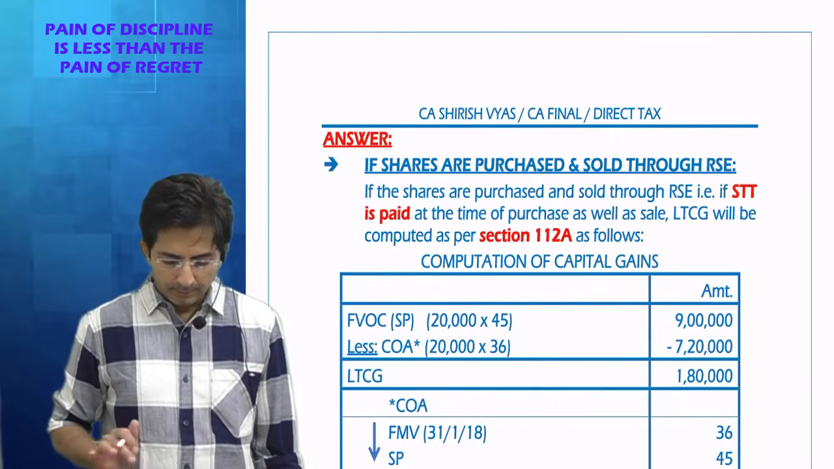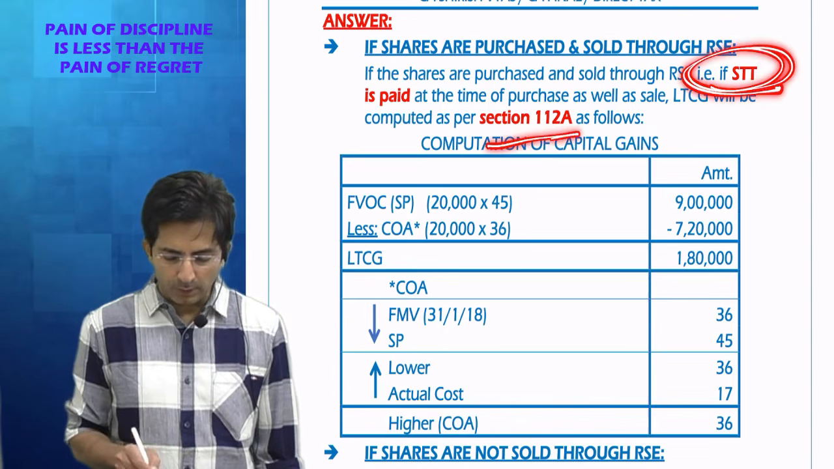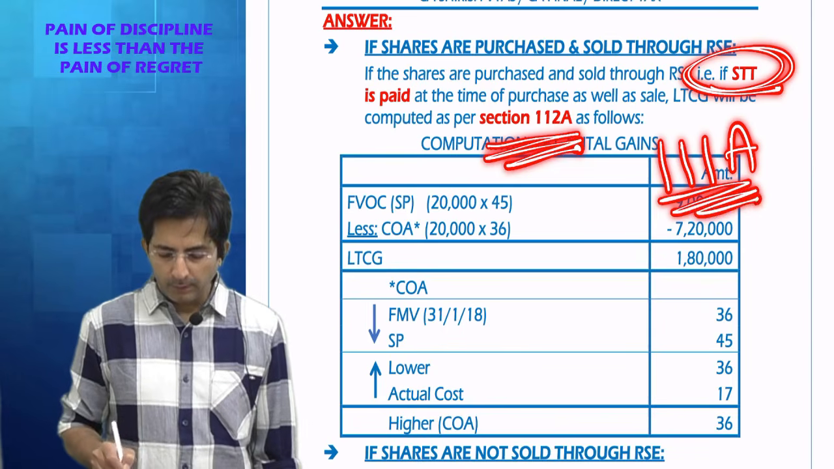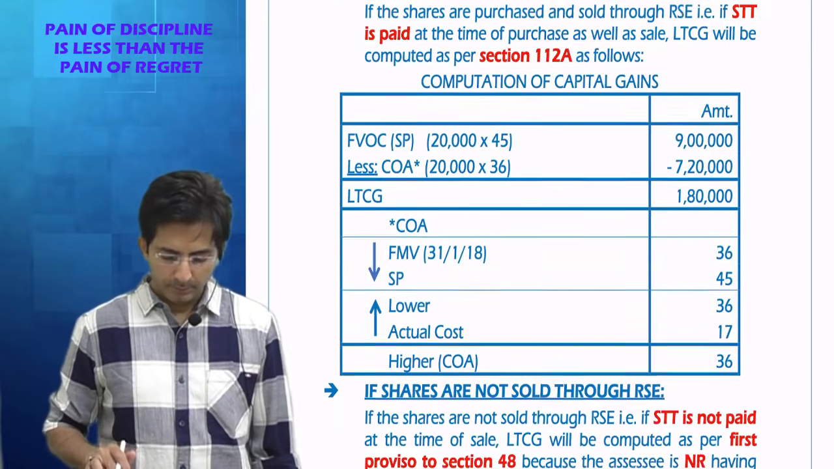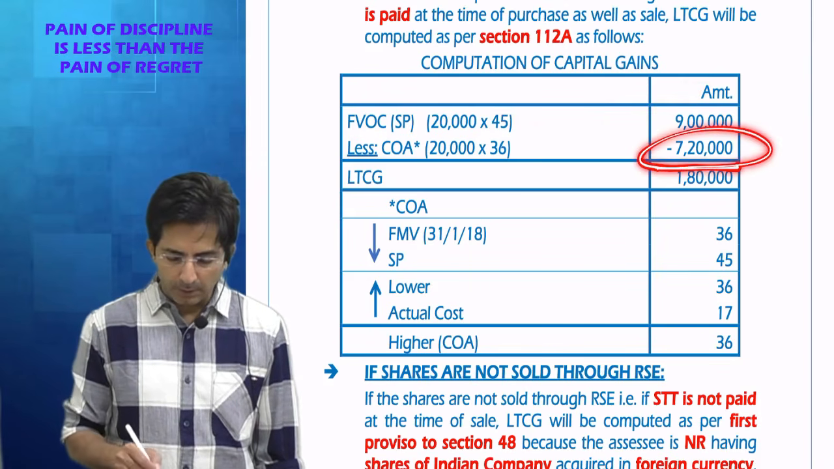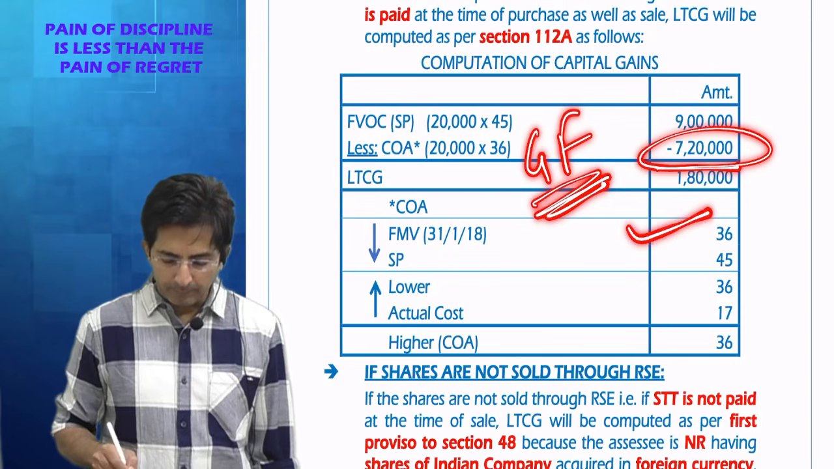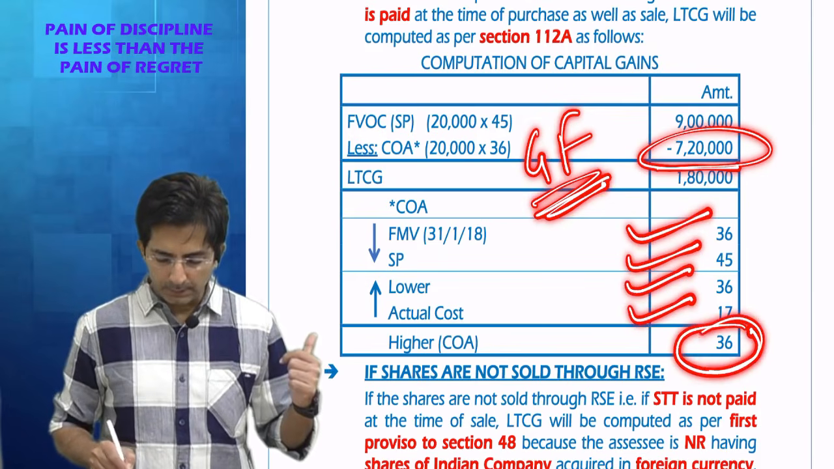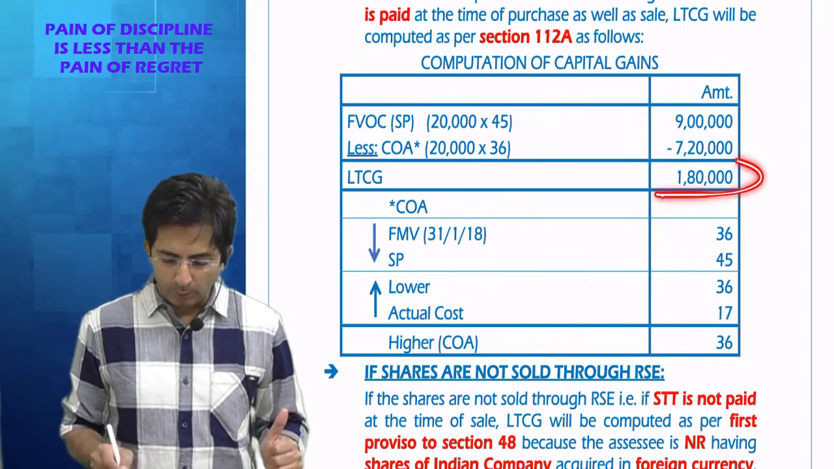So in the first part of the solution where STT is paid, we will solve according to 112A. Why am I saying 112A and not 111A? 111A is if STT paid short term is there, but here STT paid long term is there. So selling price I have written as it is, but is the cost plain cost or grandfathered cost? It is grandfathered cost. And see how I have done the grandfathering: FMV and sale price, whichever is low, compare with actual cost, whichever is higher. So this 36 is called grandfathered cost of acquisition. And then after subtracting, you get long-term capital gain.